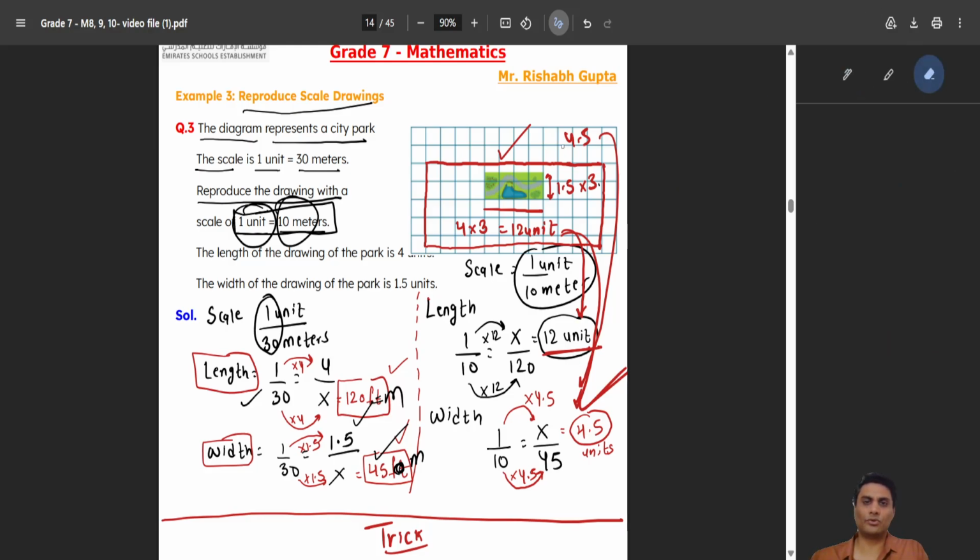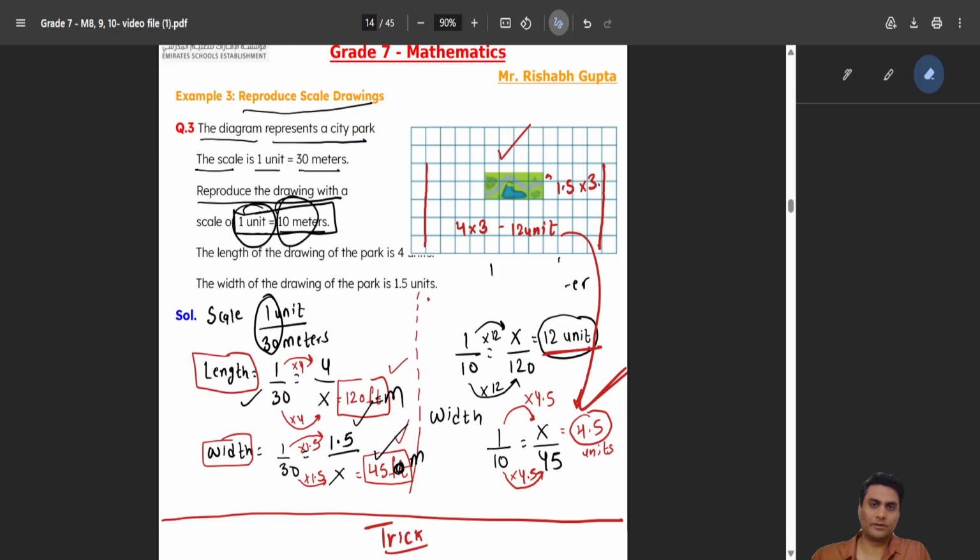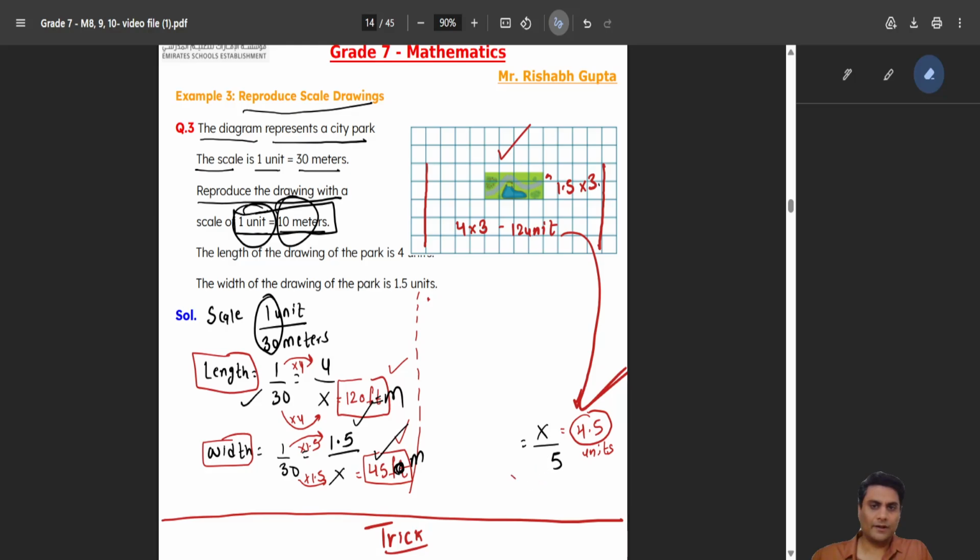Let me explain it to you again. I will erase all of this to explain you the trick. See, this is the normal way in which you can do it. But if you have less time in the exam and you want to do the question quickly, you can use this trick. It will work. Let me erase everything first of all, then I will explain you the trick.